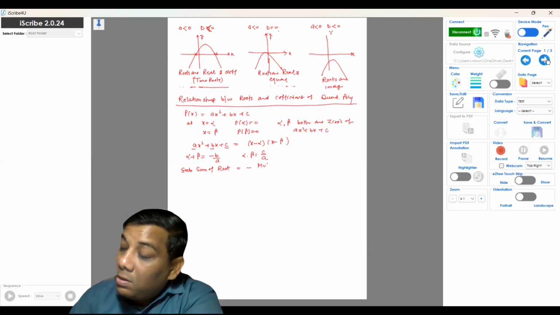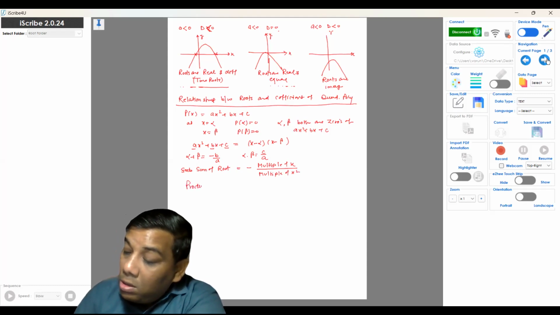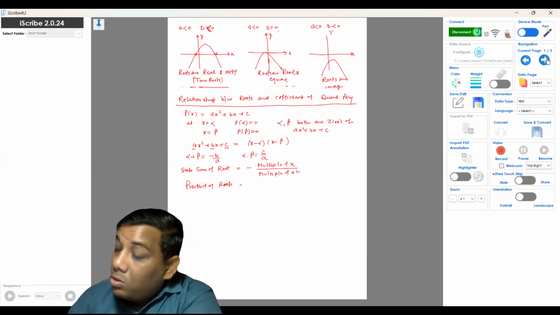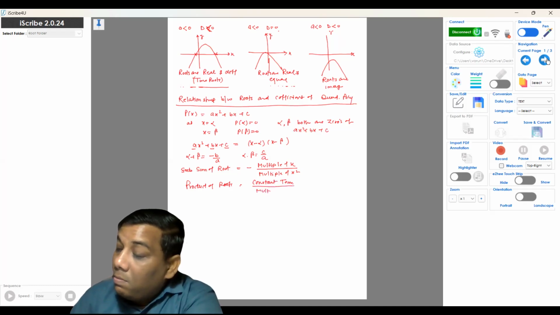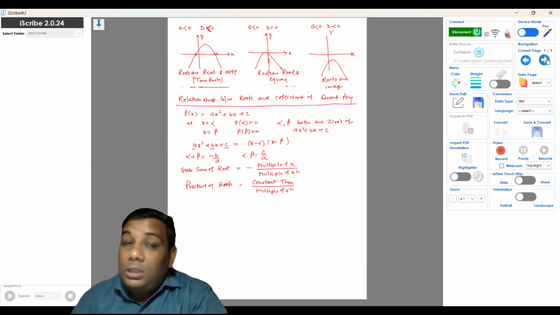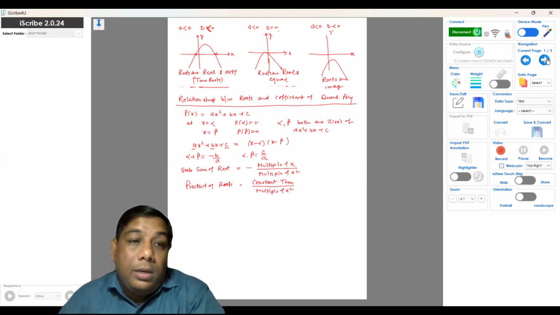sum of roots is minus the multiple of x divided by the multiple of x square, and the product of the roots is the constant term divided by the multiple of x square. So this is the introduction regarding the topic polynomial.